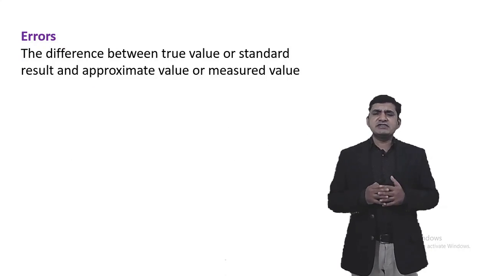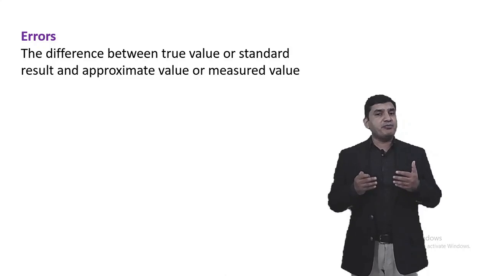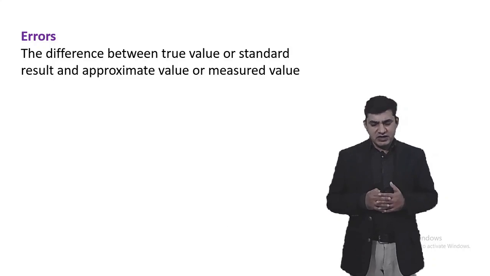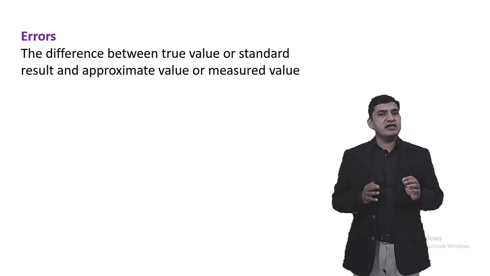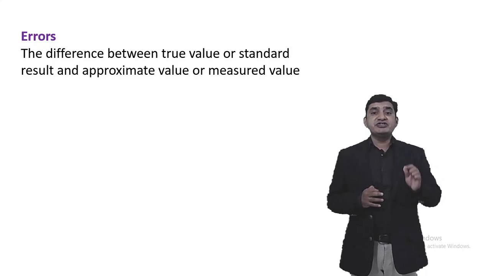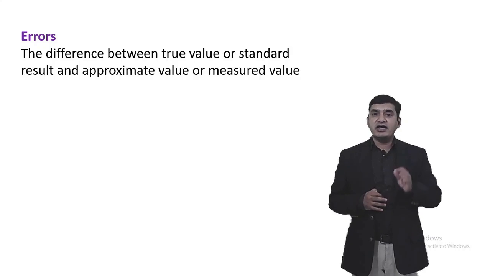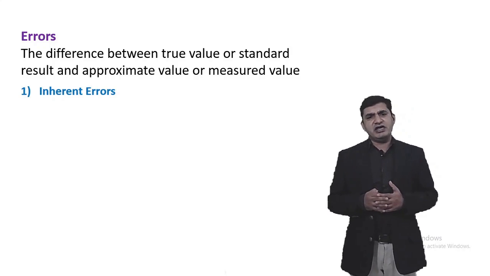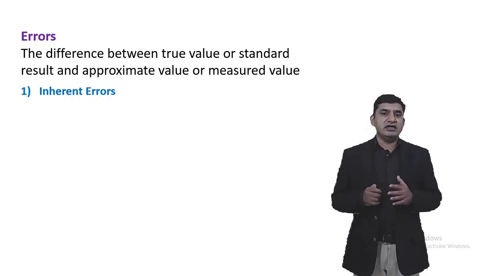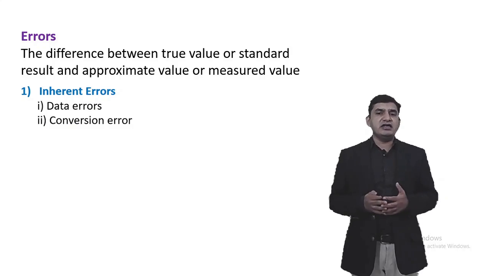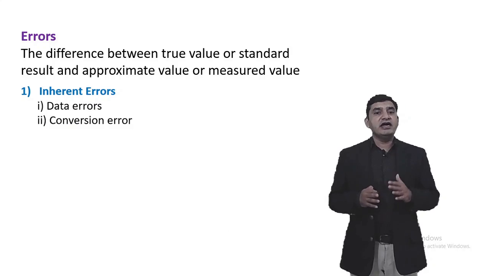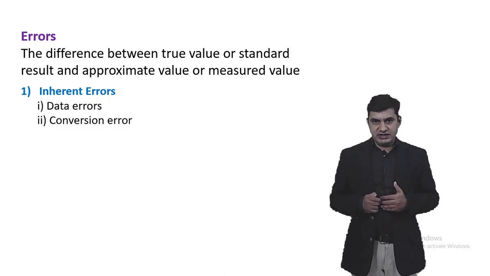Error, the difference between the true value or standard result and the approximate value or measured value, is known as error. Simply, we can say that error is the difference between the standard result and the measured value. There are different types of error. First is inherent error. Inherent error has two types: first is data error and second is conversion error.